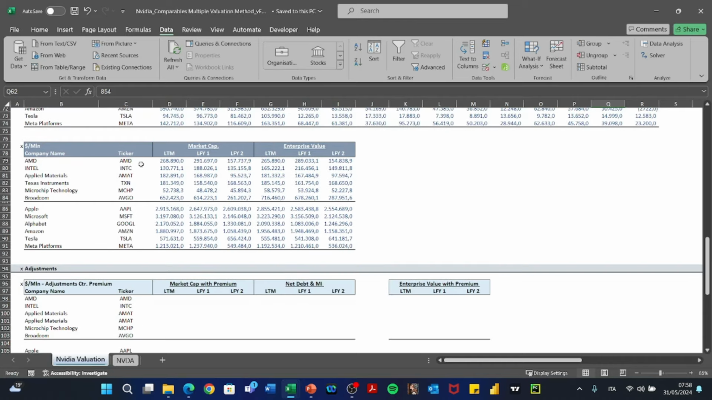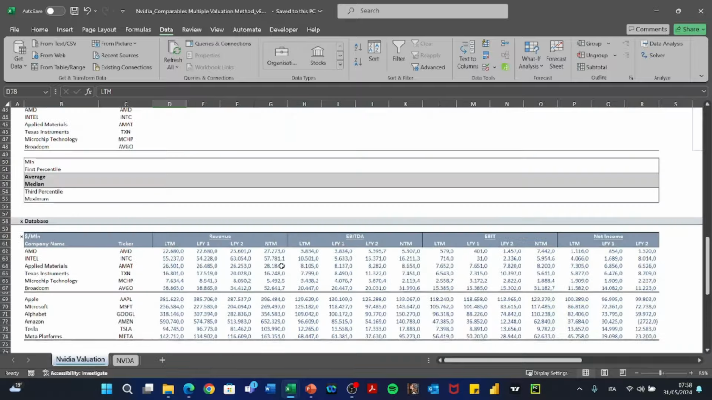Okay, so then you have to collect similar information in terms of the market cap and the enterprise value. Obviously, in this case, you would want a forecast of the next 12 months, but you can only get information for the last 12 months, the last fiscal year, and the fiscal year previous to the last one, which is 2022, 2023, and the last 12 months.